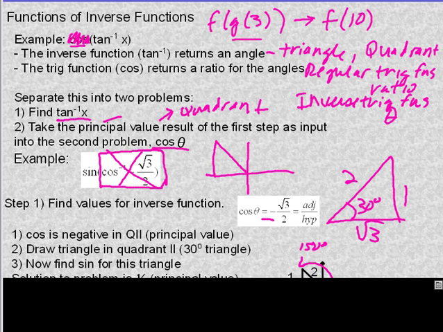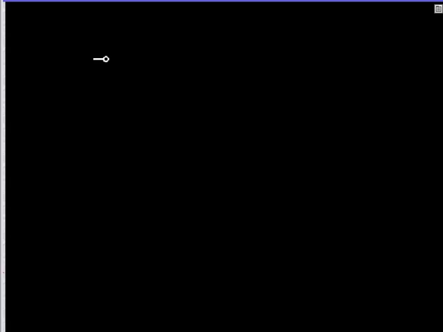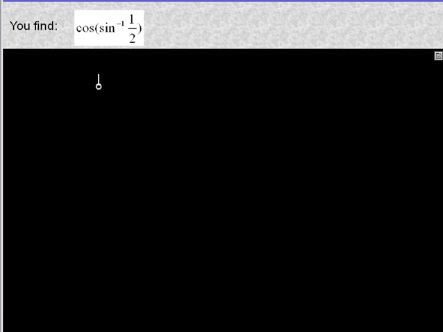All right, so one for you to try. Inverse sine of 1/2, or cosine of the inverse sine of 1/2. So again, work from the inside out and see if you can answer that question. Check your answer in class.